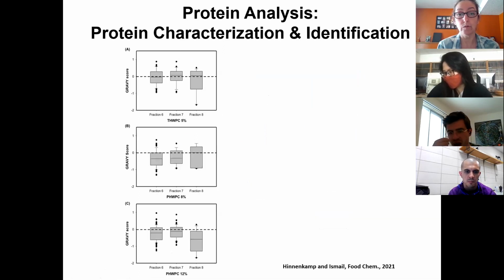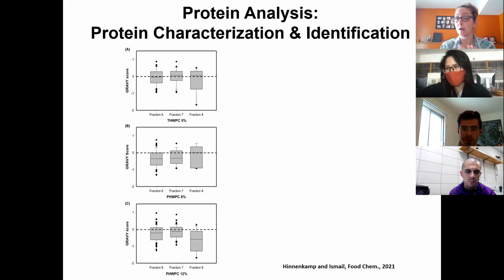Another thing we were able to look at, using bioinformatics, is the hydrophobicity versus hydrophilicity of the peptides.